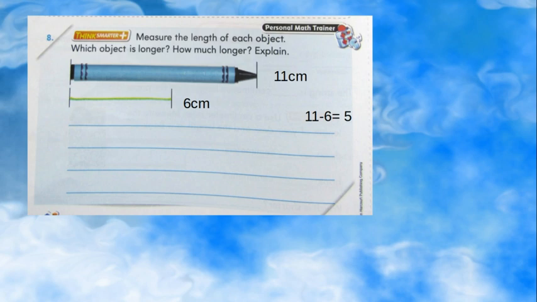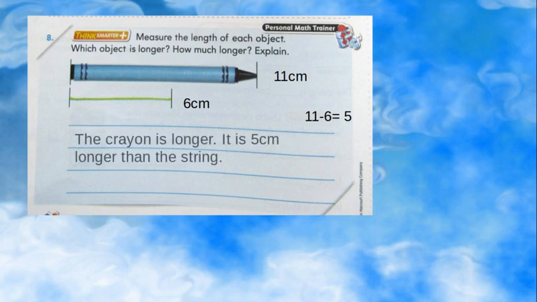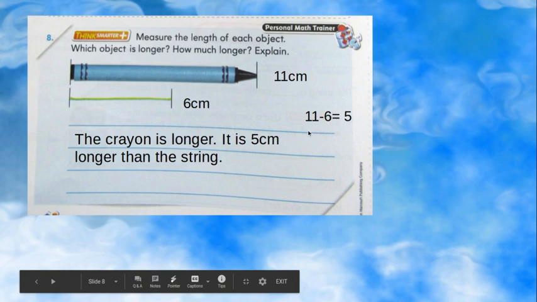All right, now let's fill in our writing. The first question asked, which object is longer? Well, that's an easy answer. The crayon is longer. But then I did have a second question, how much longer? It is 5 centimeters longer than the string. Again, make sure you've written those in complete sentences with a capital in the beginning and a period at the end. And make sure you have your labels and your subtraction sentence to show all of your work.